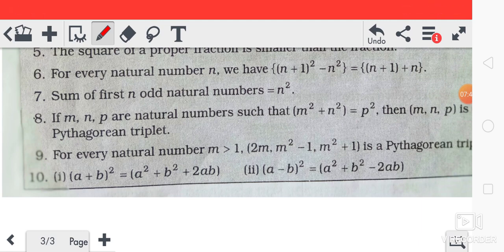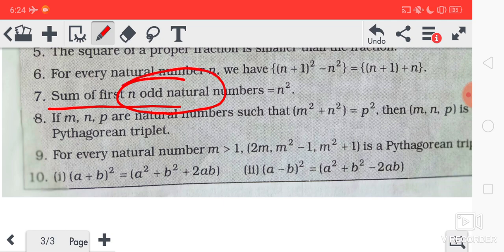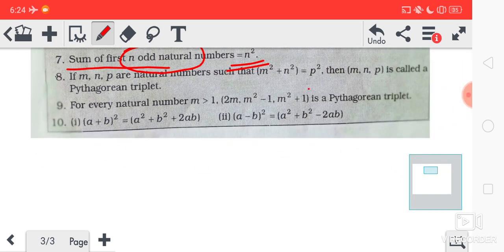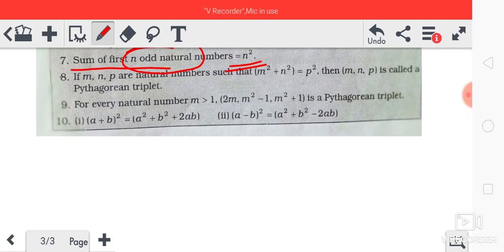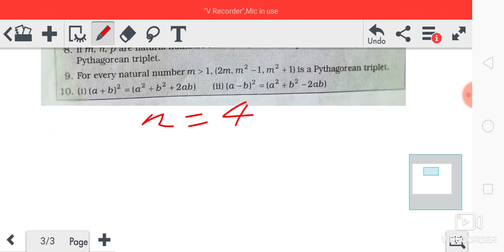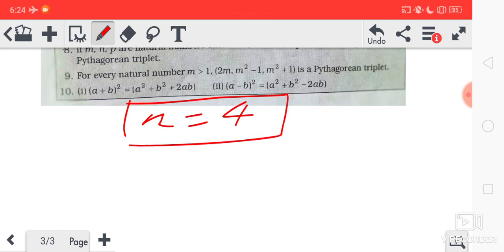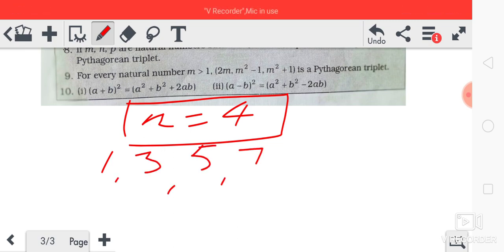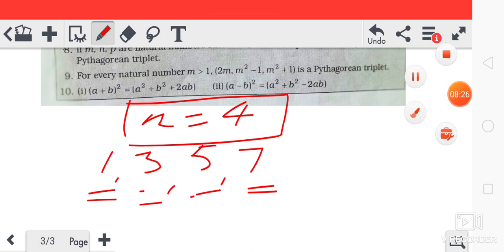Now come to the next property, that is, the sum of first n odd natural numbers is equal to n square. Just pay attention here, n odd natural numbers. Suppose we take the value n equal to 4. So the first 4 odd natural numbers, what are they? 1, 3, 5 and 7. These are the first four odd natural numbers.